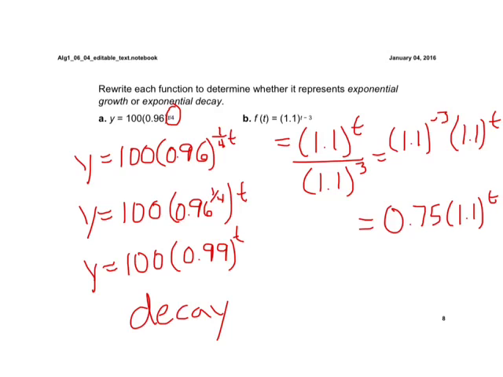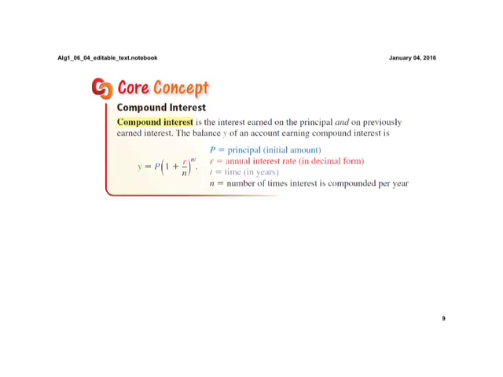Now we see in parentheses it's greater than 1, so that is going to be exponential growth. So that's using our properties, rewriting it. A little higher level thinking, but we're still using our properties to see that that's growth, and that first one was decay. All right, last thing here, we're talking about compounding interest.